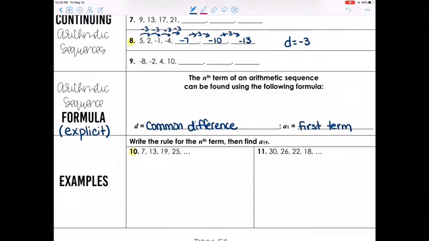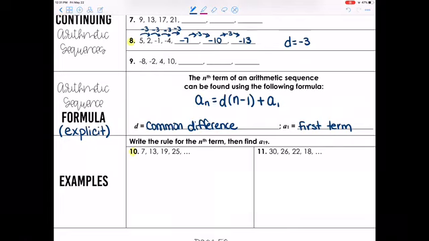So when we're writing our equation, we're going to say A sub n, the term of the sequence, can be found by taking the common difference times the term number minus 1 plus the first term. The reason we want to take that term number minus 1 is because really we want to find what we have to start with in term 0 if it existed in order for our equation to work out the right way.